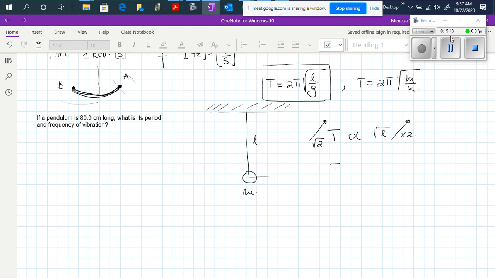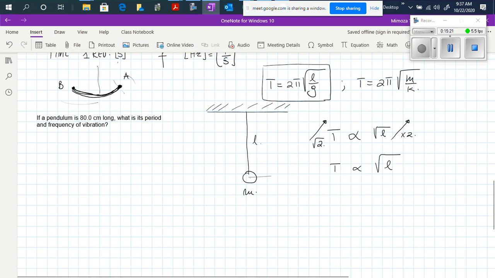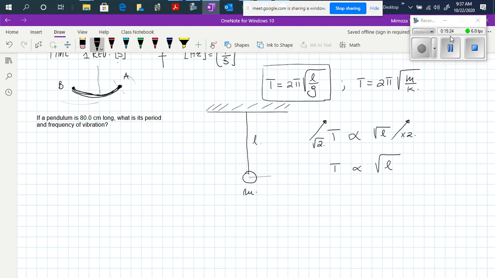So when we have a length that is decreased by a factor of, let's say, 1/3, then the period will be decreased as well, but will be decreased by a factor of 1/√3 or √3/3, because you multiply both sides by √3 and then you have √3/3.